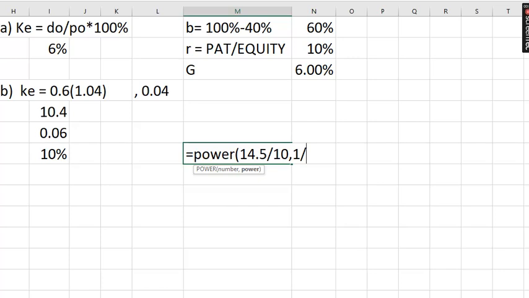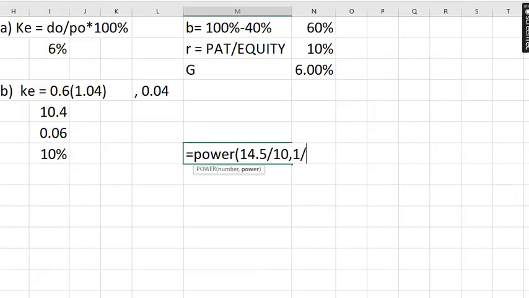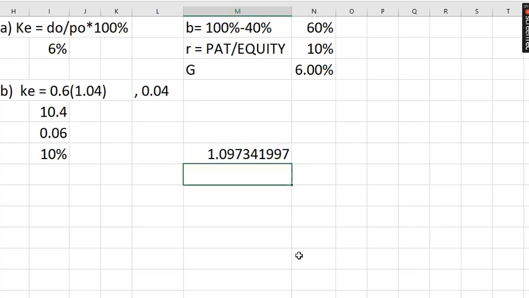Then you like to say that a square root, you just write 1 over. Now, how many years? We said we have got 4 past years. 1, 2, 3, 4. So, the power 4. So, you put a 4, then close bracket, enter. So, you are getting this one.